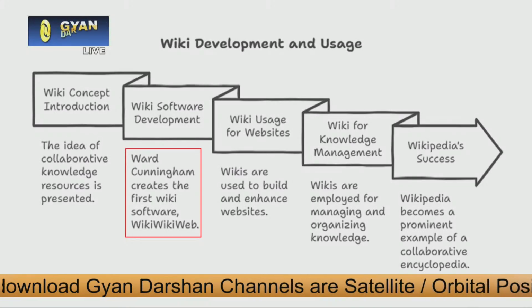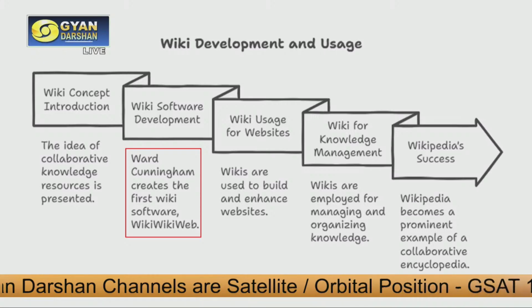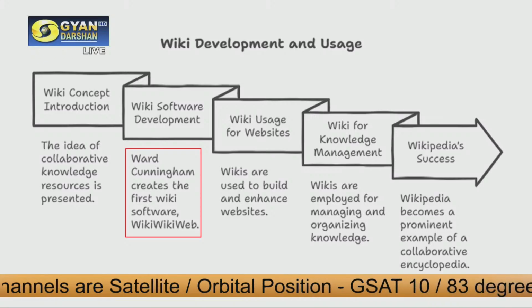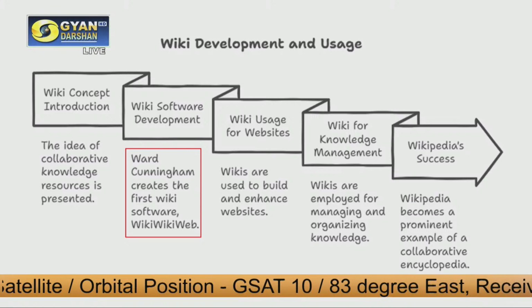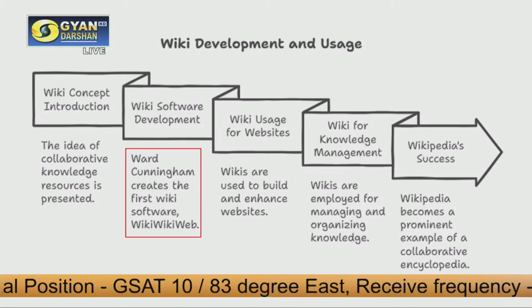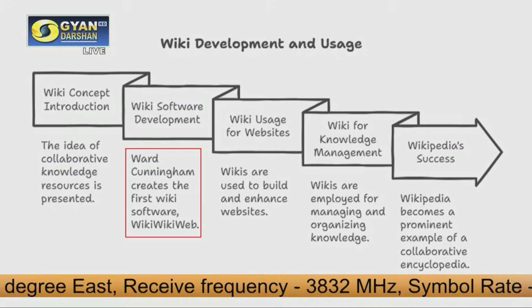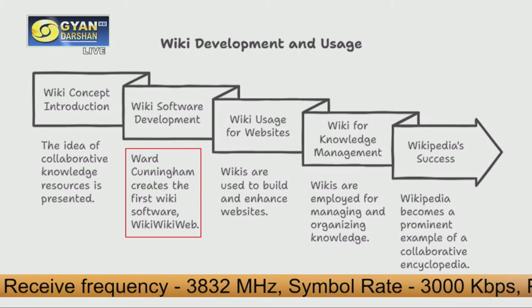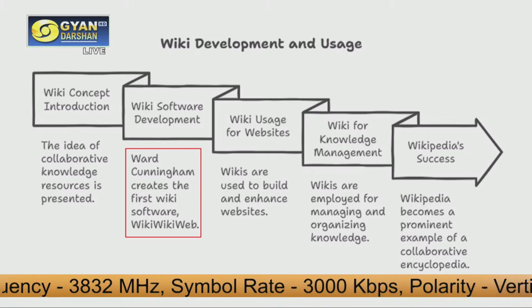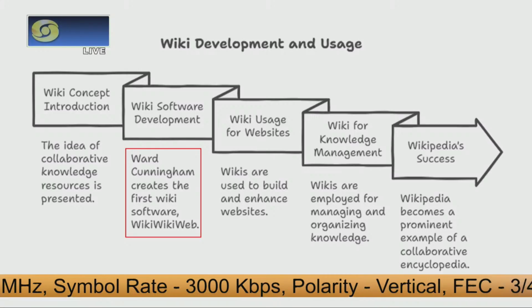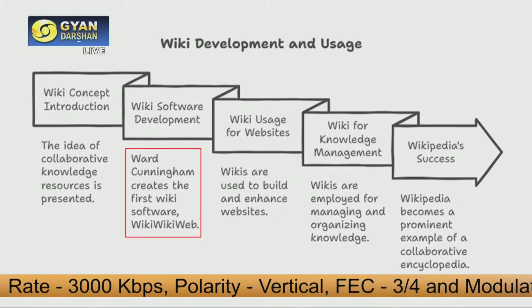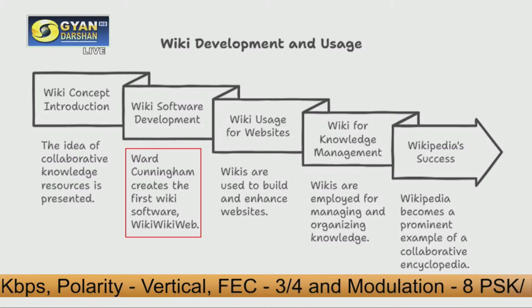The wiki development and usage have different phases, and you need to know that Ward Cunningham created the first wiki software, WikiWeb, and the idea was to collaborate knowledge and resources. Wikis are prominently used to facilitate knowledge and enhance websites, and these are employed for managing and organizing the knowledge.